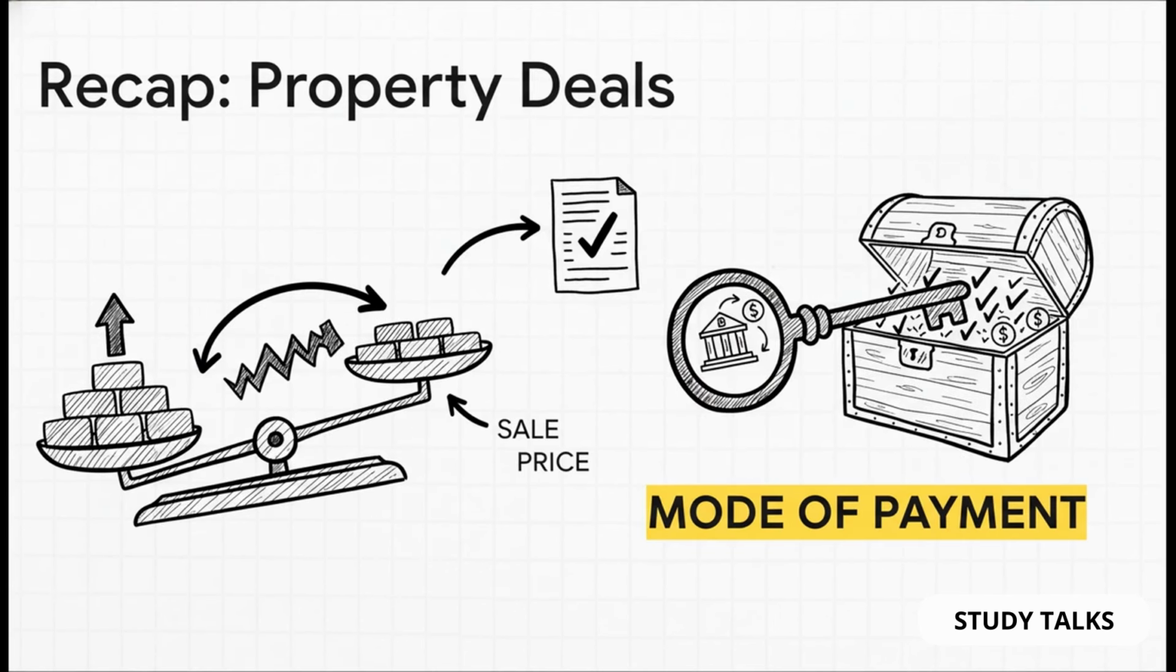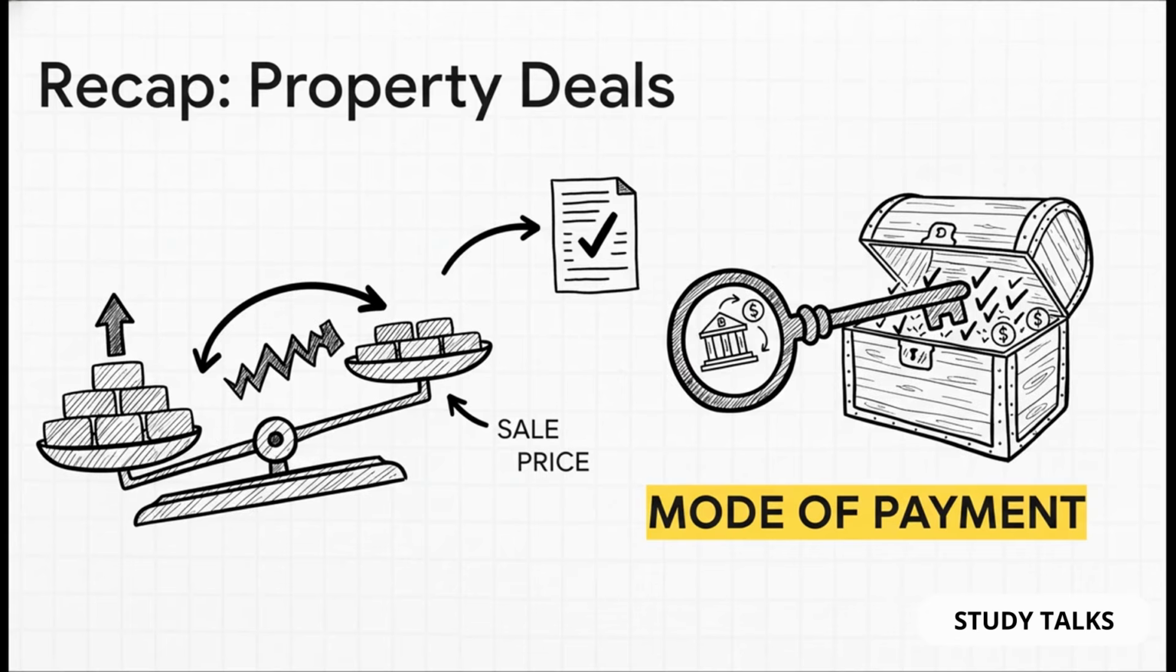So to recap property deals, if the stamp duty value is more than 110% of the actual sale price, you ignore the sale price and use the stamp duty value. And remember, the mode of advance payment, that account payee check detail, is critical. Why does this matter in the exam? This is the ultimate integrated question. It tests 43CA, 50C, and 56(2)(x) all in one go.